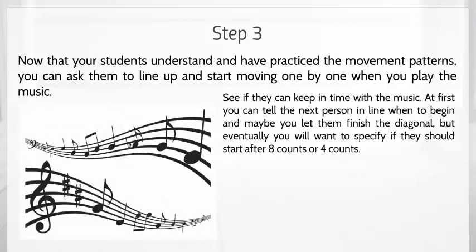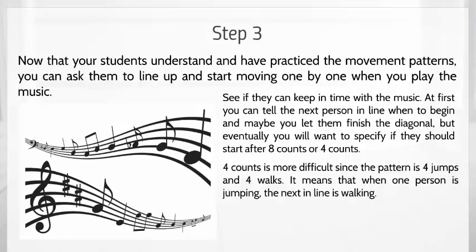At first you can tell the next person in line when to begin, and maybe you let them finish the diagonal, but eventually you will want to specify if they should start after 8 counts or 4 counts. 4 counts is more difficult since the pattern is 4 jumps and 4 walks. It means that when one person is jumping, the next in line is walking.